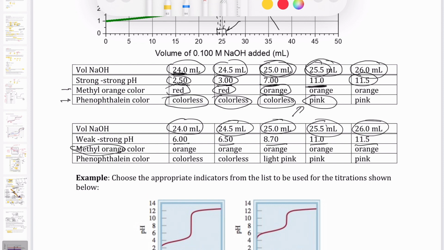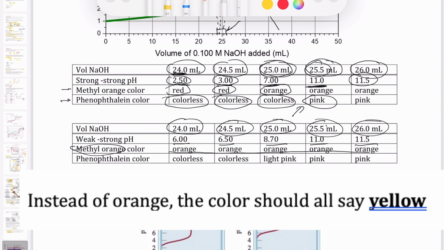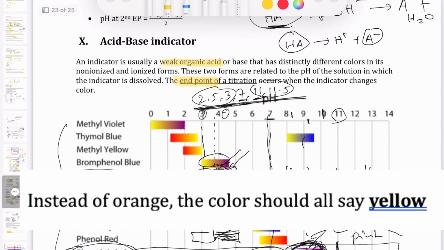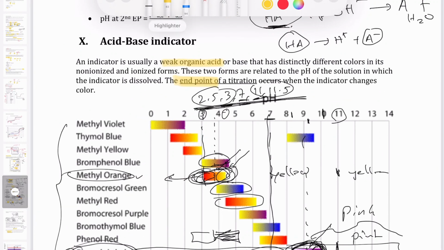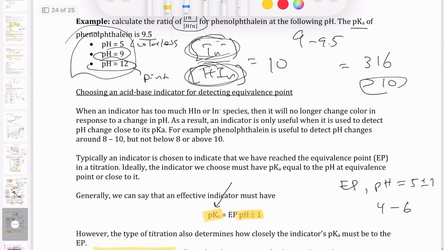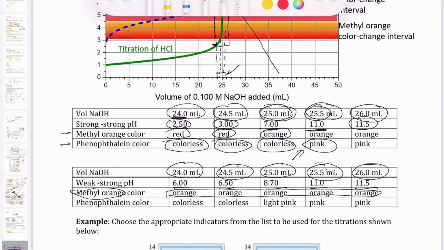Let's check methyl orange, see if we can see any kind of color change that occurs right around the equivalence point. It turns out that methyl orange just has the same color all throughout. It should have a yellow color, not orange, at any point after 4.5. So all those pHs that I was listing there are going to have the same color. In this case, it should just say yellow for all of them, which means that we can't tell that we've reached the equivalence point if we use methyl orange.